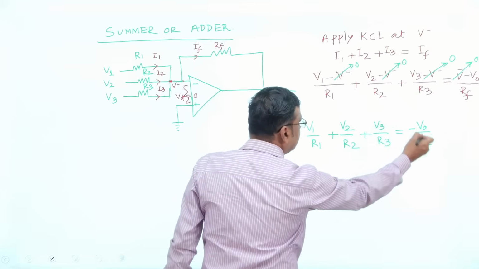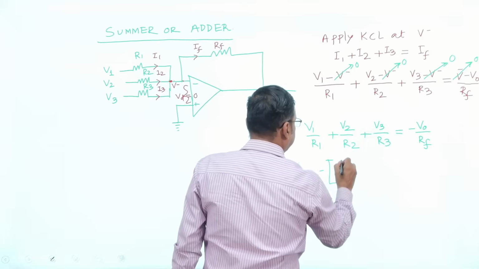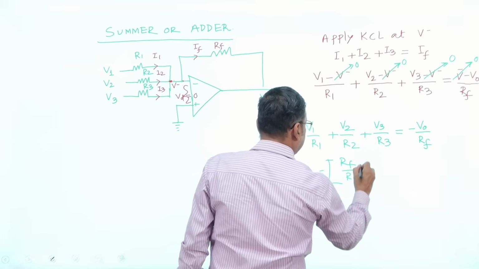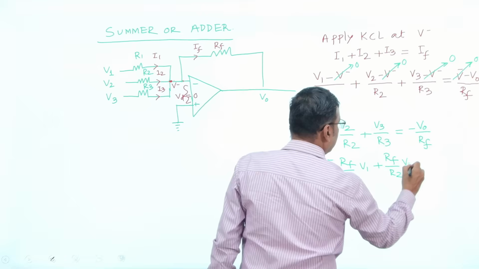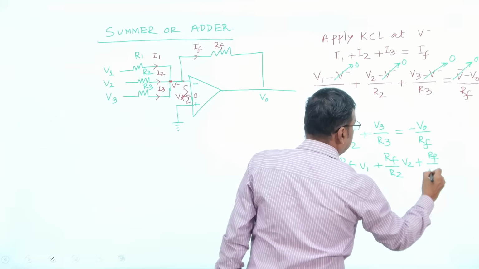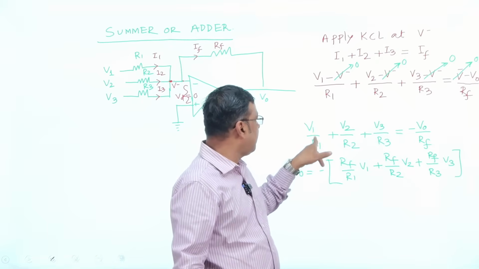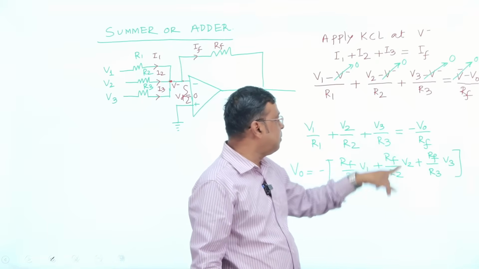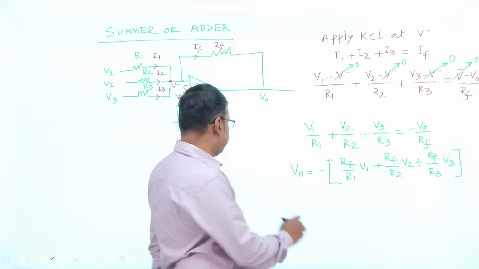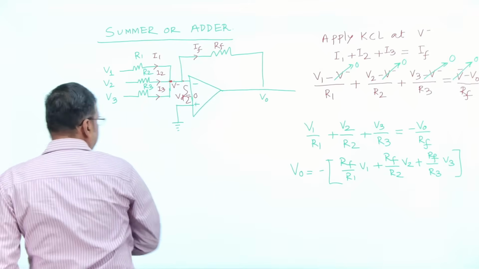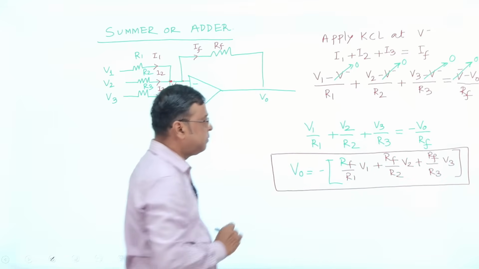So V0 is how much? V0 equal to minus of Rf by R1 into V1 plus Rf by R2 into V2 plus Rf by R3 into V3. Is it not? The minus is taken to the left side of the square bracket. This is your expression of the output voltage of the summer or adder.